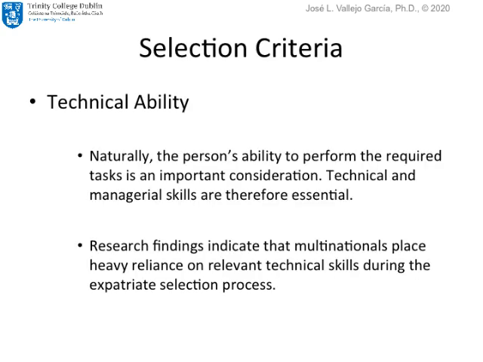Technical ability. Well, the person's ability to perform the required tasks is an important aspect to consider. Technical and managerial skills are therefore essential. You're not going to send a person that is very interculturally competent to a place that is completely different if the person does not have the technical knowledge. Research findings indicate that multinationals place heavy reliance on relevant technical skills during the expatriate selection process.